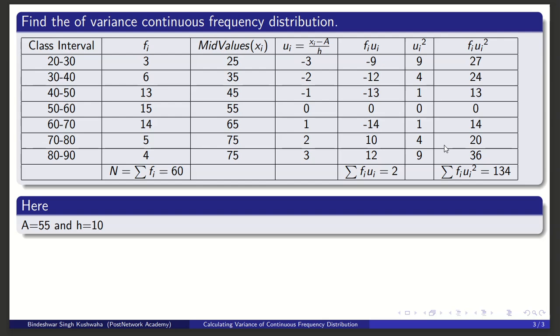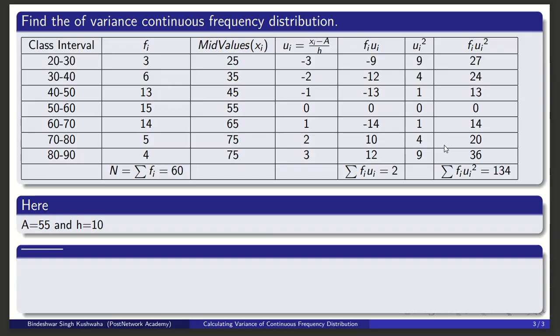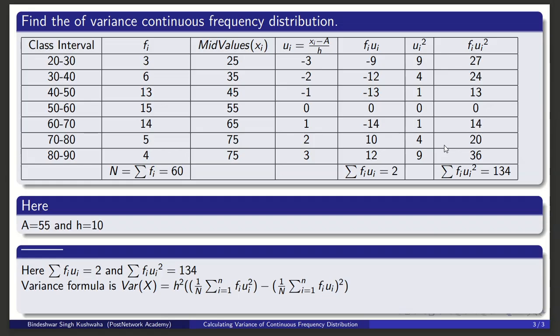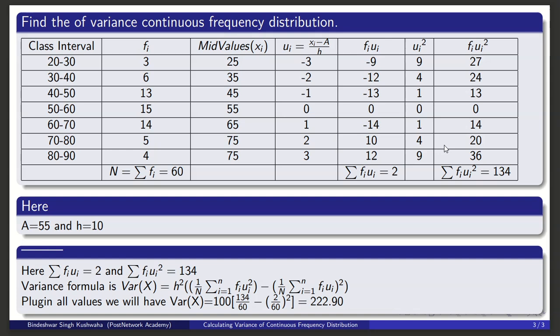Now you have calculated all the columns values and their sum. Now let us calculate the variance. So we have fi ui is equal to 2, fi ui square is equal to 134. Thereafter, let us see the formula of variance. So variance formula is given here. Just plug the values.